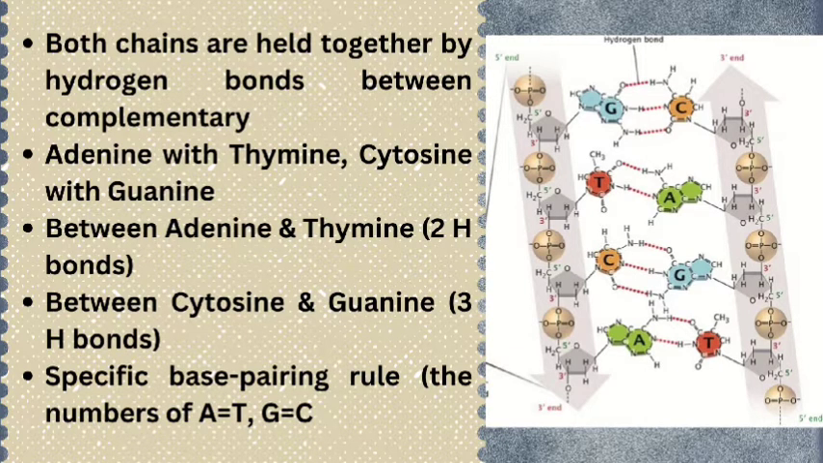Adenine with thymine, cytosine with guanine. Between adenine and thymine there are 2 hydrogen bonds, and between cytosine and guanine there are 3 hydrogen bonds. Specific base pairing rule: the number of A equals T and G equals C.